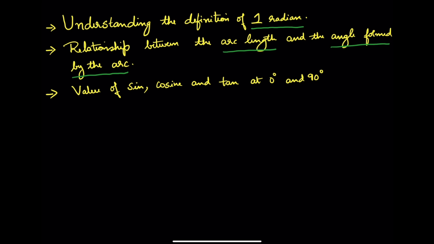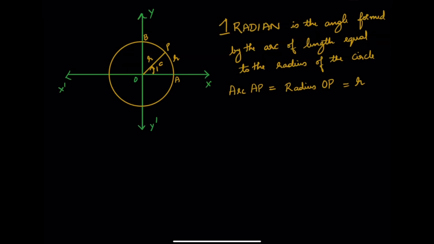Also, once we understand these two, we will apply this understanding to finding the values of sine, cosine and tan at 0 and 90 degrees. So let's get started. Now let us try to understand what is the definition of 1 radian.